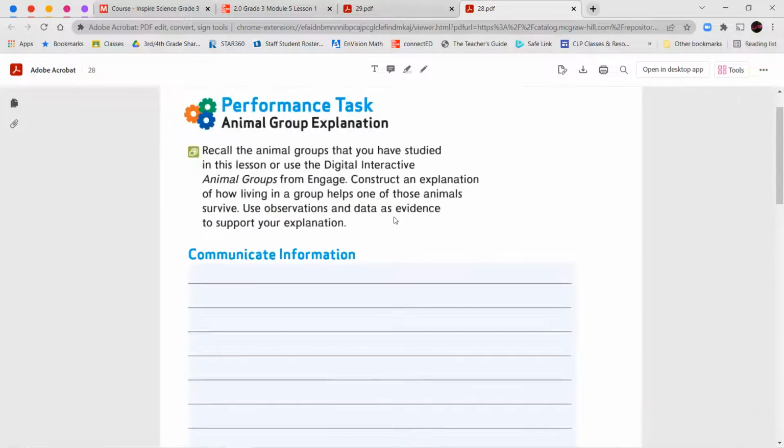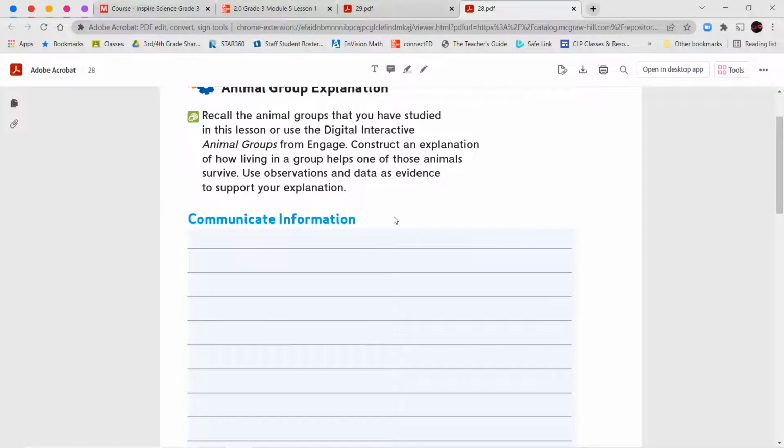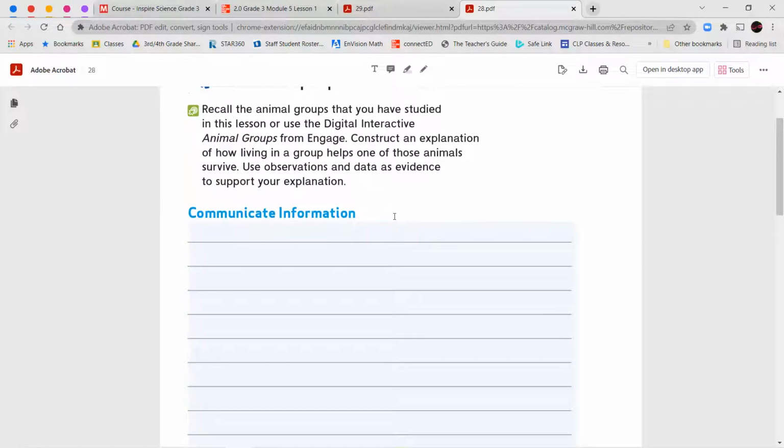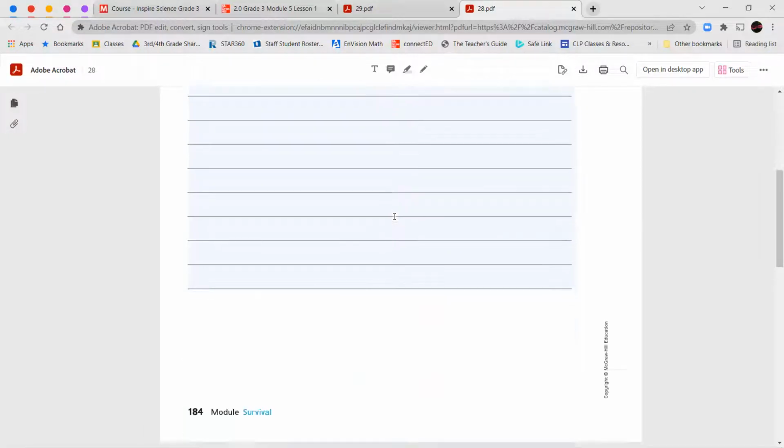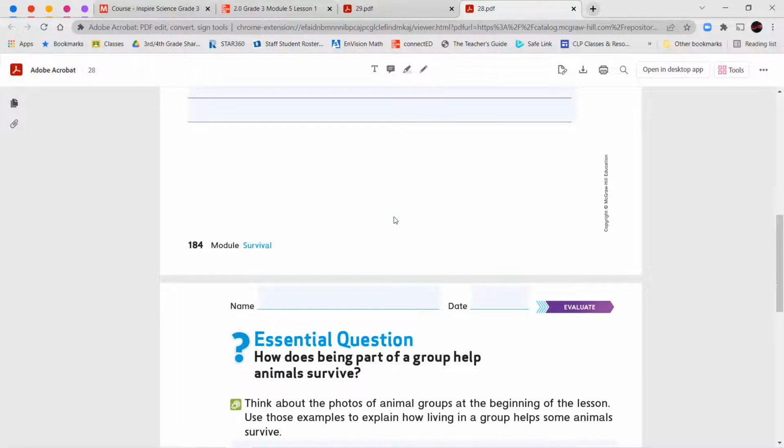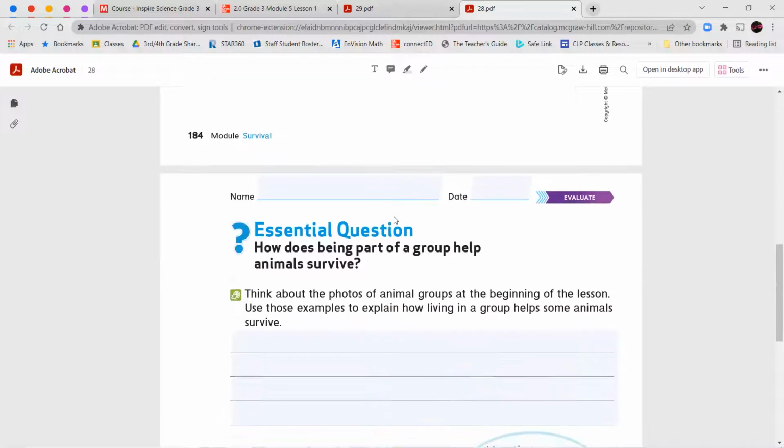So basically what you're going to do in this section is you're going to think about animals that live in groups. You're going to give me a detailed explanation, so lots of examples on why living in a group and how living in a group is helpful to that particular kind of animal. Use observations, so things that you've seen and information that you've gathered to support your explanation. So tell me why and give me reasons.